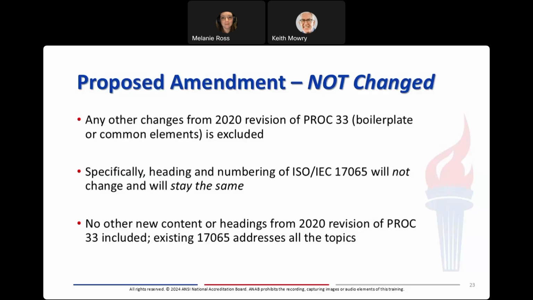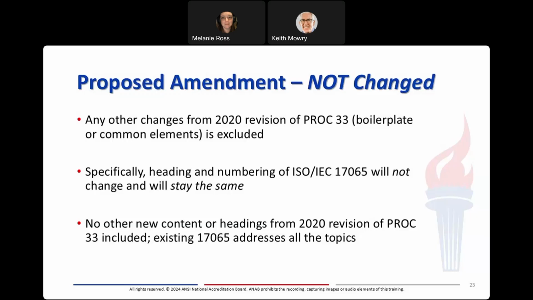Secondly, and this is important, the headings, the names of the headings, and the numbering of ISO IEC 17065 will not change. All of that will stay the same. Why is this so important, you say? Well, stop and think. Imagine how many checklists and compliance manuals and reports and spreadsheets are out there in the world today, and they're all based on the current 17065 structure, the numbering of the clauses and the names of the clauses. Wow, there's a lot that's out there. So by taking this amendment process, we make sure that none of that changes.